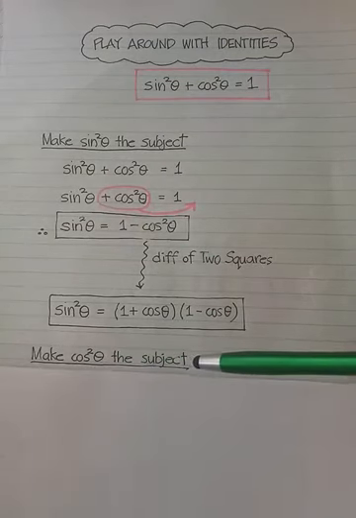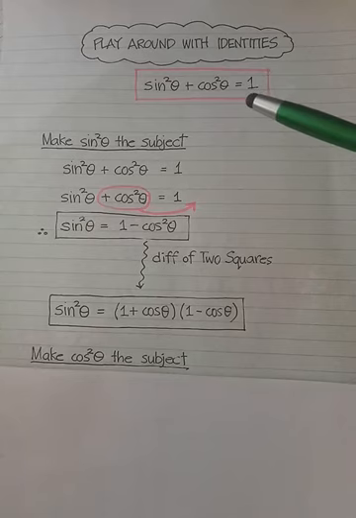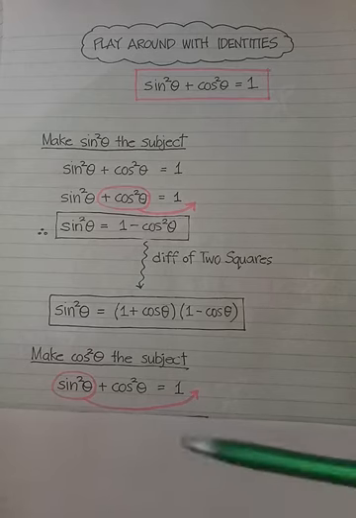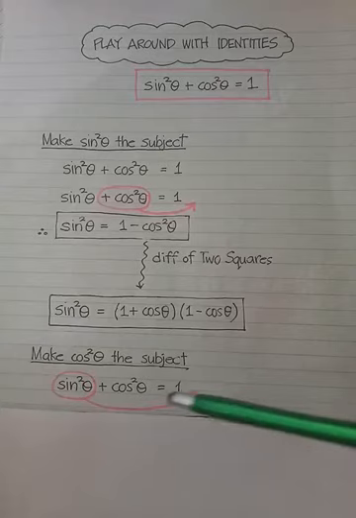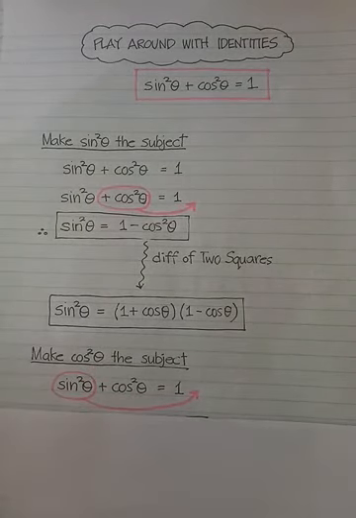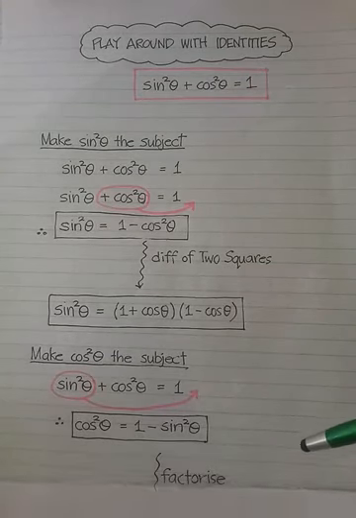Make cos squared the subject of the formula. Write down the formula first. Sine squared theta plus cos squared theta is equal to 1. Write it down first. And then let's see if you can take sine squared across. Good. So the migration takes place. So in the course of moving the sine squared, what happens to the plus sine squared? It becomes a minus sine squared. So cos squared theta is equal to 1 minus sine squared theta.